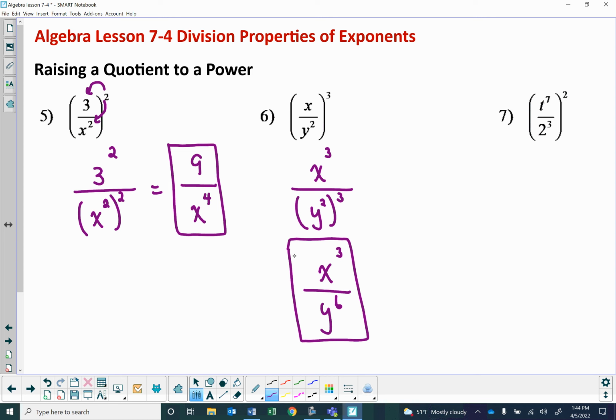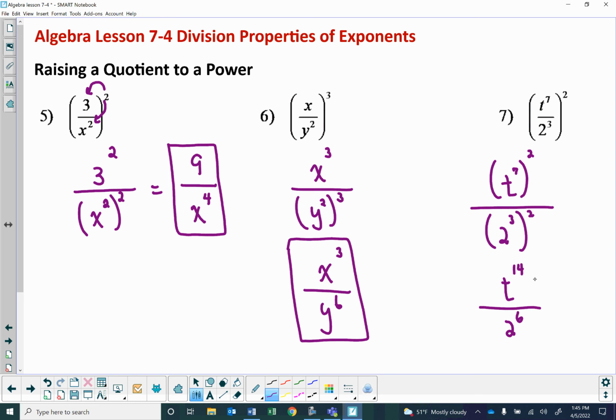And last but not least, if we have t to the 7th divided by 2 to the 3rd, and we take that quantity and square it, that becomes t to the 7th squared over 2 to the 3rd squared. So it's t to the 7 times 2, so that's t to the 14th power. 2 to the 3 times 2, so that's 2 to the 6th power.